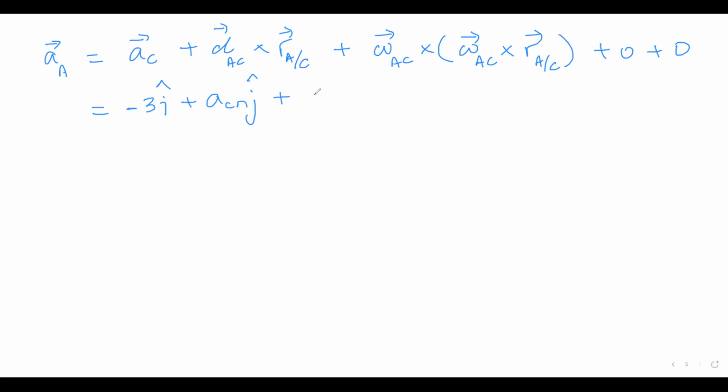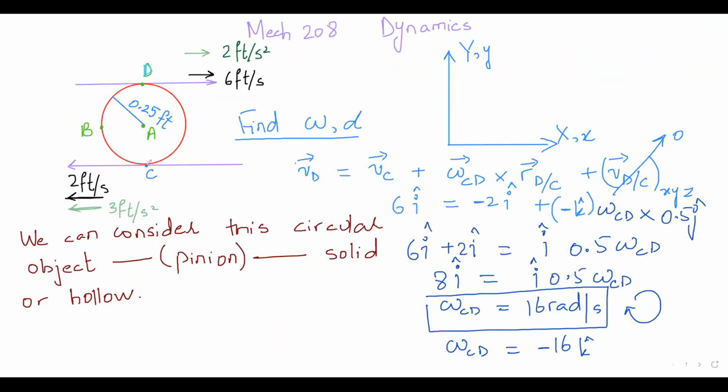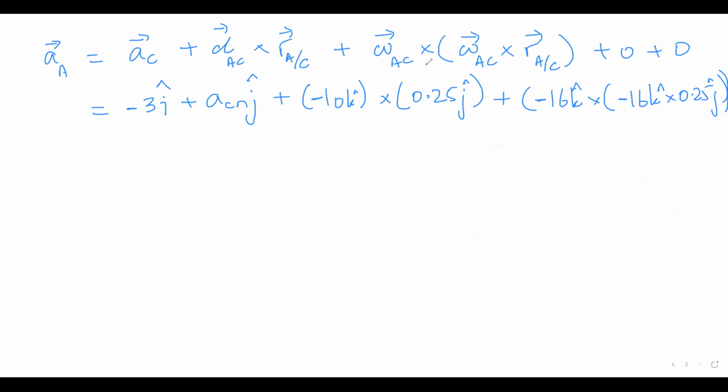What was the value? Anyone? Minus 10 K, position of A with respect to C is 0.25 J, because A is on top of C, plus omega, we found as minus 16K, then minus 16K. For students who are not following, I just want to clarify what exactly I'm doing. I will go back. A with respect to C is upward positive 0.25 J, right? Omega I already found as minus 16K. Alpha I already found as minus 10K. So please remember, I'm just doing number crunching.